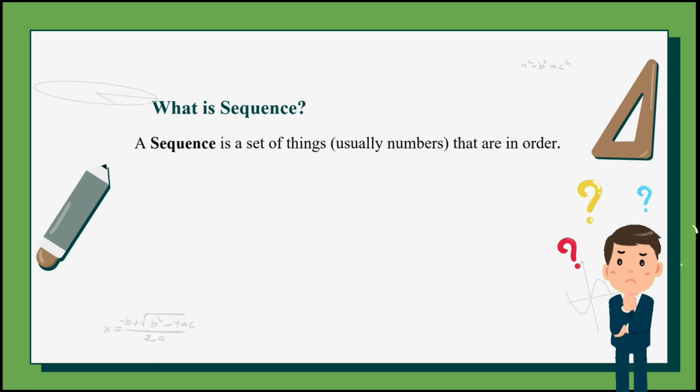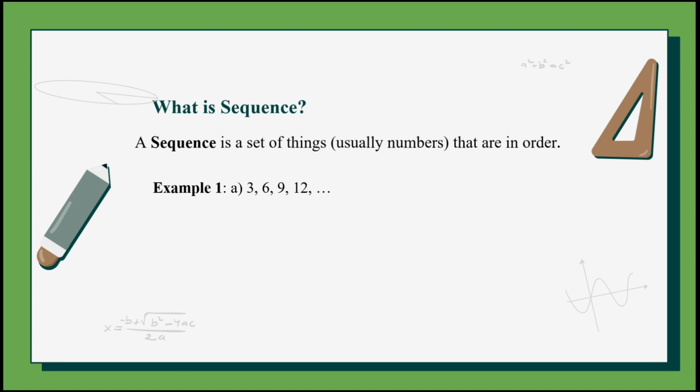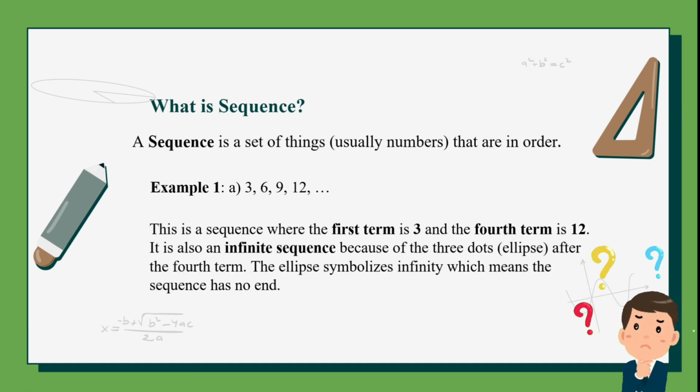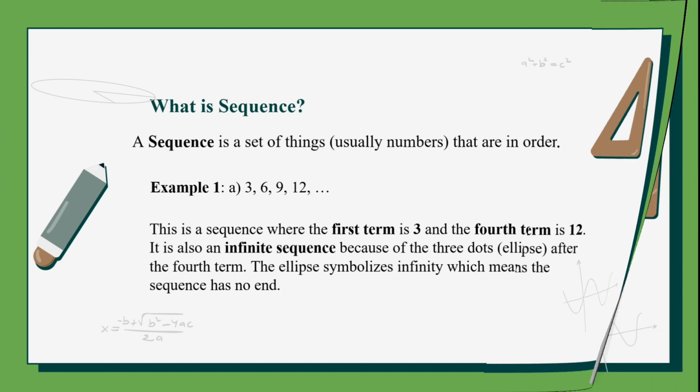A sequence is a set of things, usually numbers, that are in order. Halimbawa, 3, 6, 9, and 12, and so on. This is a sequence where the first term is 3 and the fourth term is 12. It is also an infinite sequence because of the 3 dots or ellipsis. After that fourth term, the ellipsis symbolizes infinity, which means the sequence has no end.